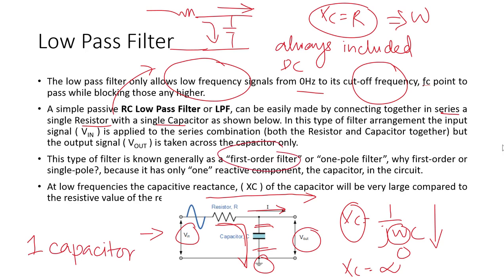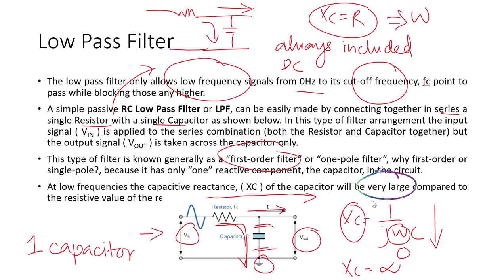It will have one derivative or one integration in its equation. So a first order filter is also known as a one pole filter. So it is a one pole filter, and because it has only one reactive component, say a capacitor is connected in this circuit, at low frequencies the XC reactance is large. So this thing, XC is large at low frequencies.